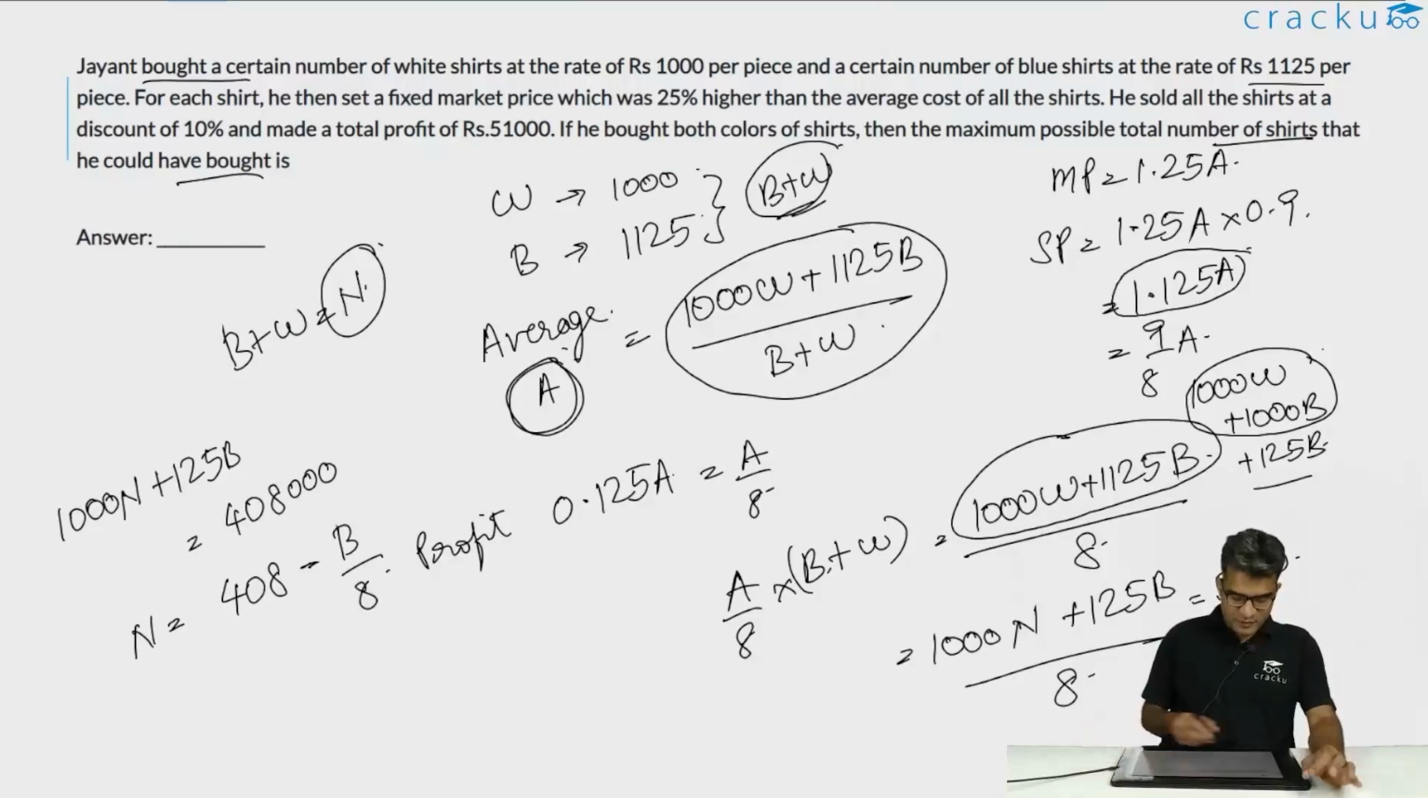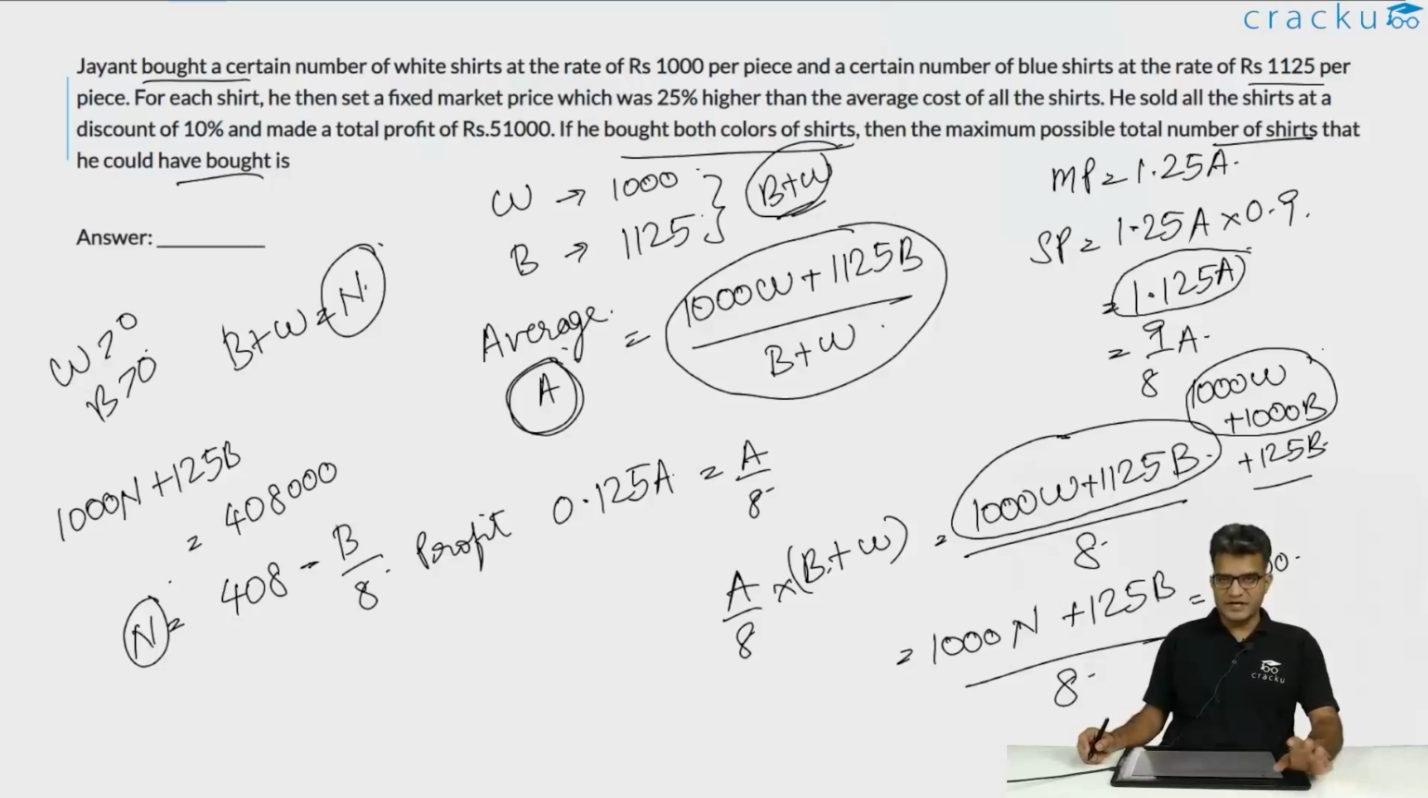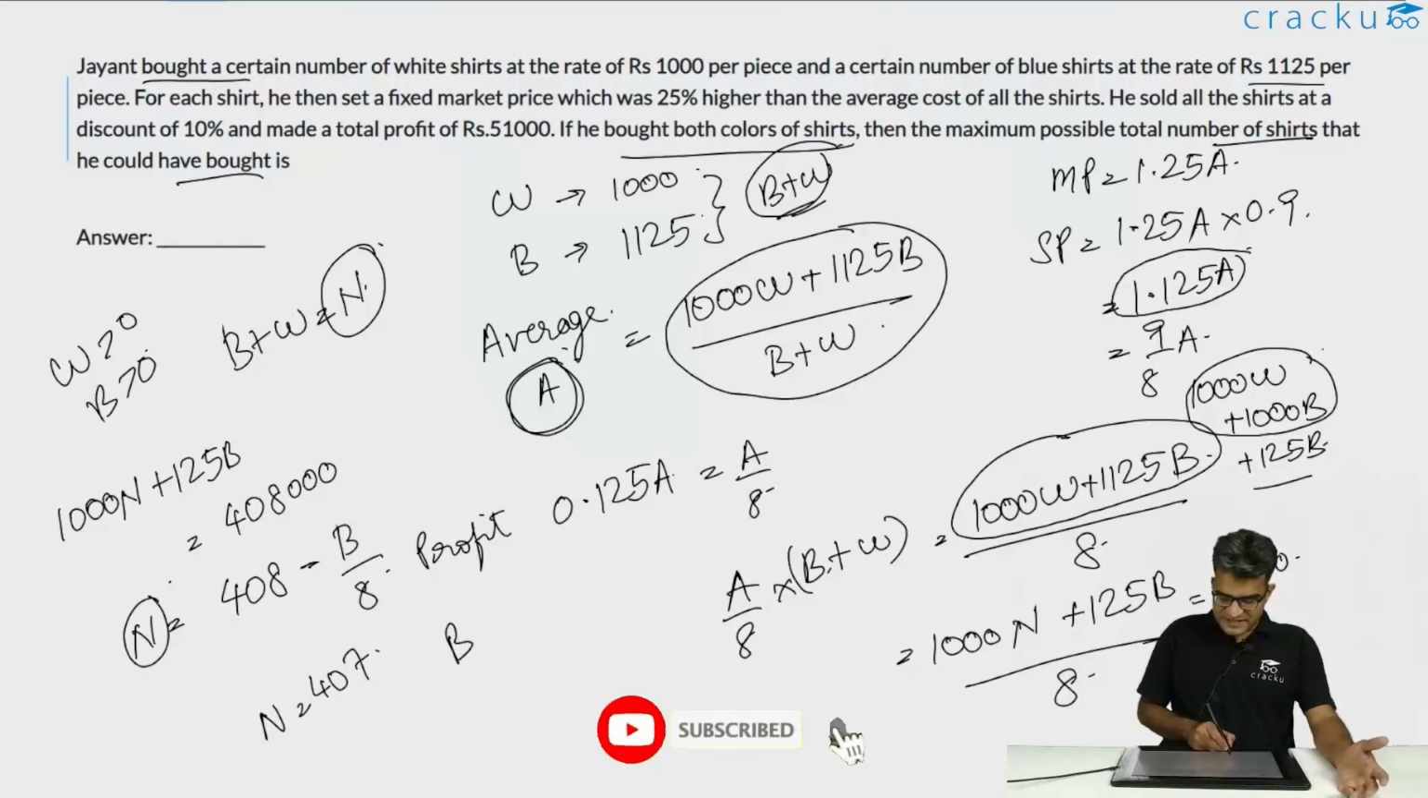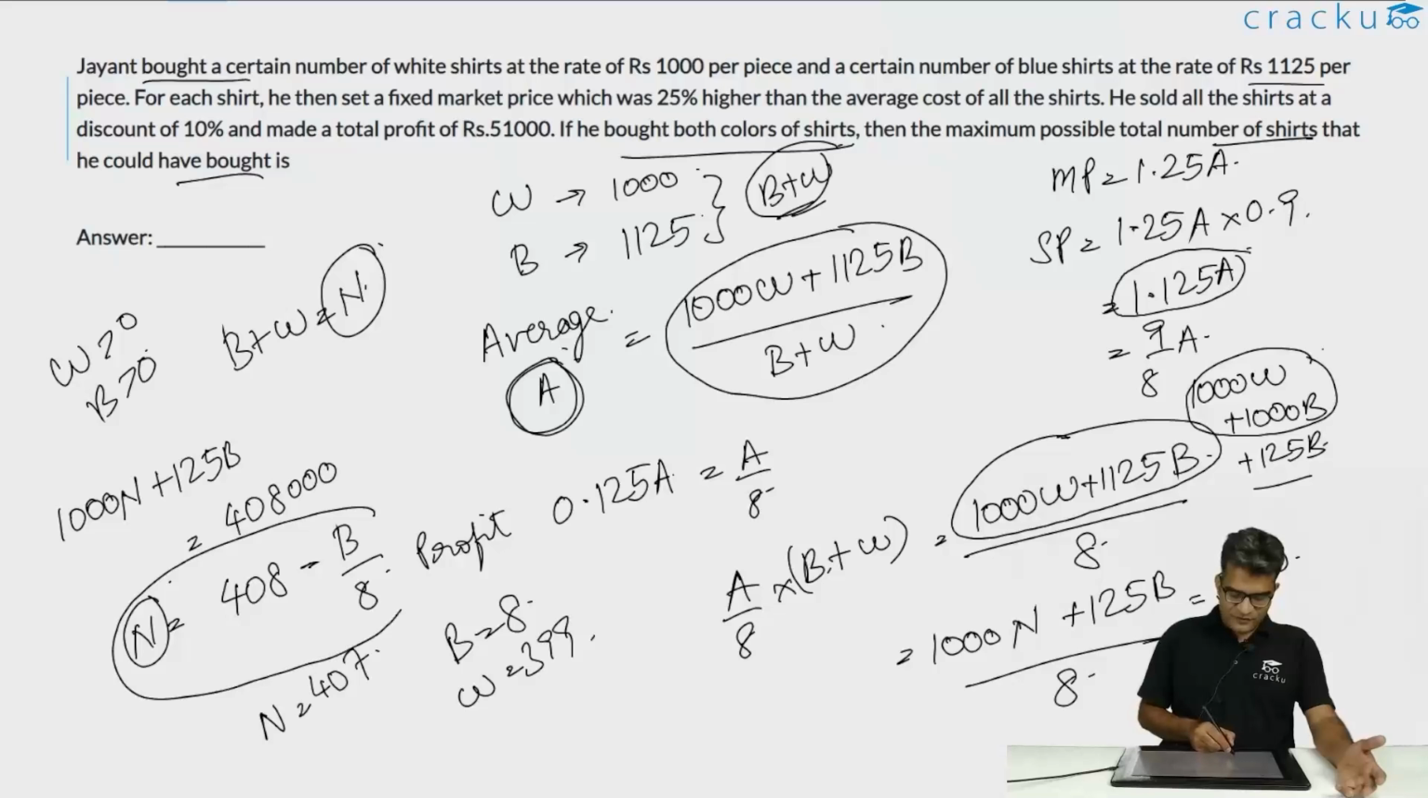So the maximum possible value of N, because W is greater than 0, B is greater than 0, we are told that he bought both colors of t-shirts. So B cannot be equal to 0 and we want both of them to be a natural number. This would imply that the maximum possible value of N will be equal to 407. This will happen when B is equal to 8 and W will be equal to 399. In this case, N will be 408 minus 1, which is equal to 407. That will be the answer.